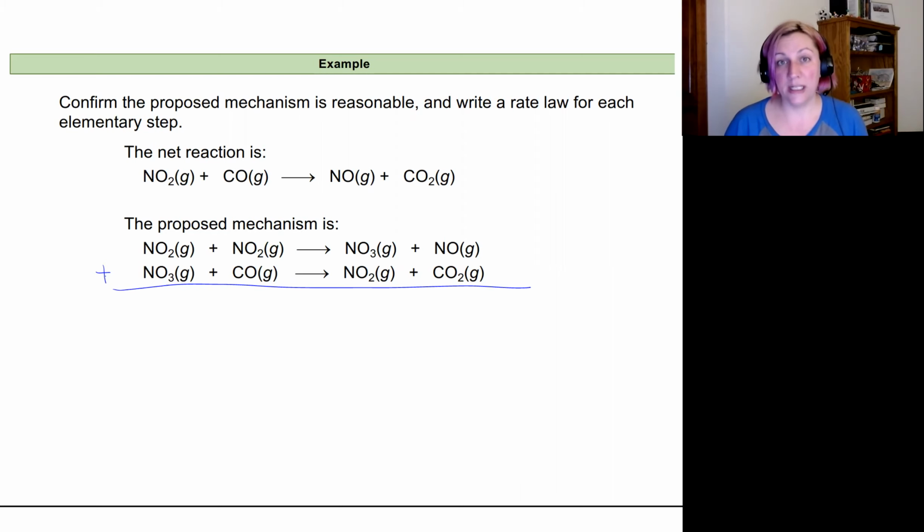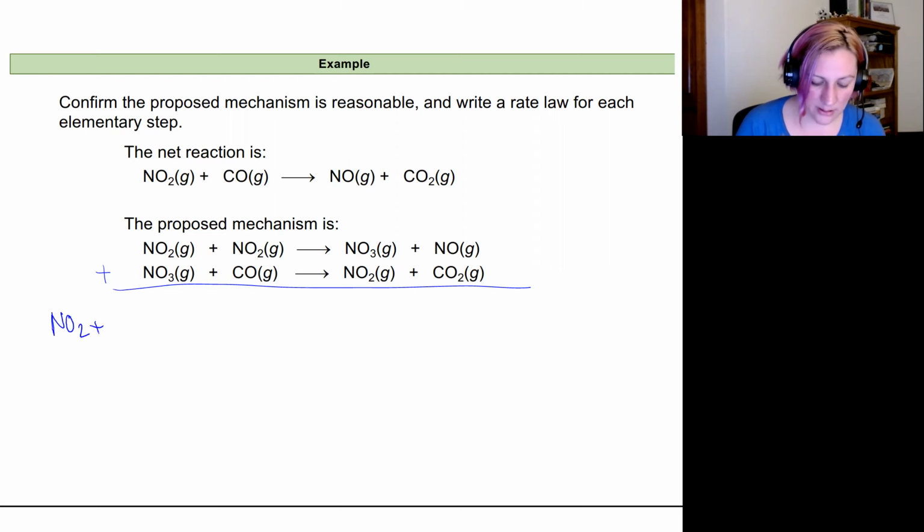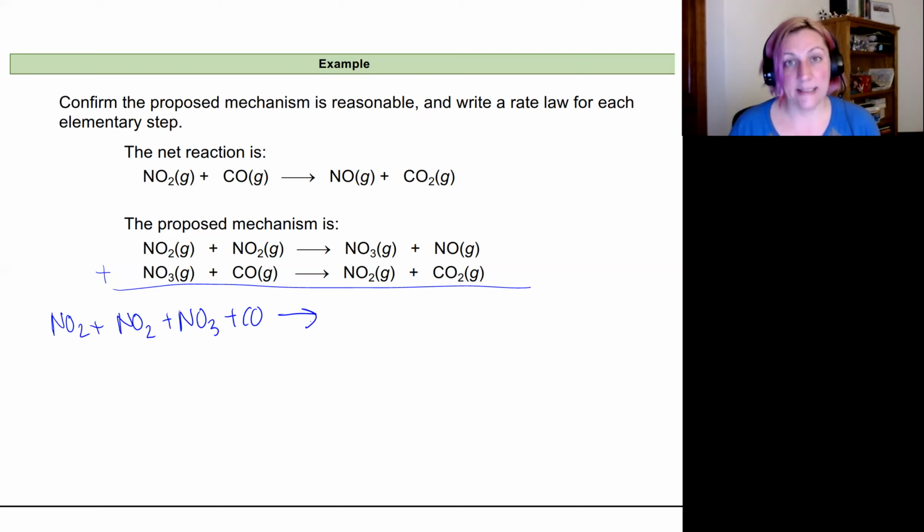Now, all intermediates should be both a reactant and a product and not actually present in the overall reaction. So looking at this one, when we add these together, I'm just going to put everything that's on the left-hand side of the arrow in one line. So we'll have NO2 plus NO2 plus NO3 plus CO. And on the right-hand side, I'm going to put everything that's a product. So that's an NO3, an NO, NO2, and CO2.